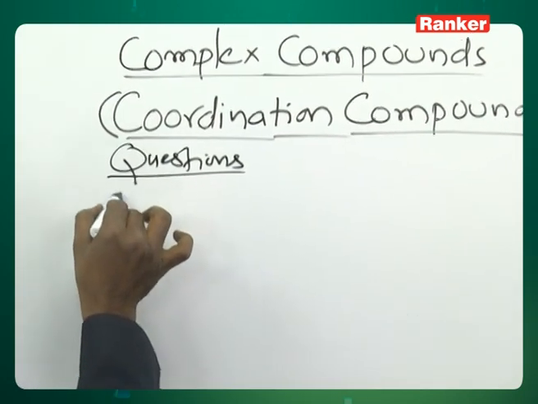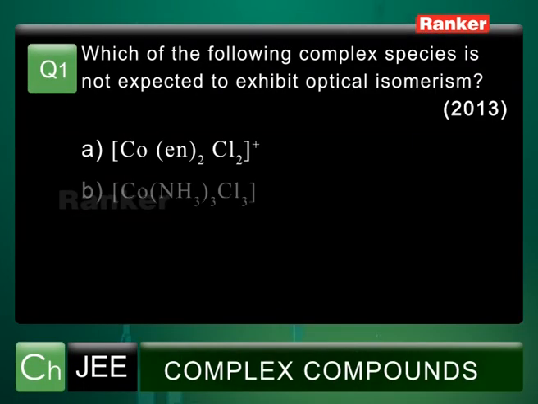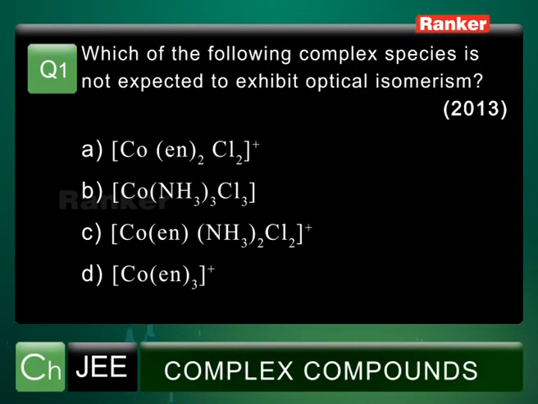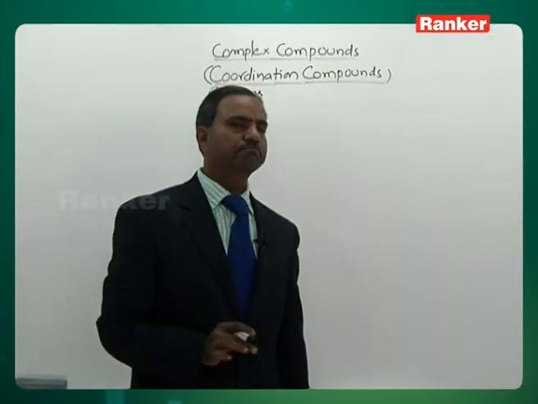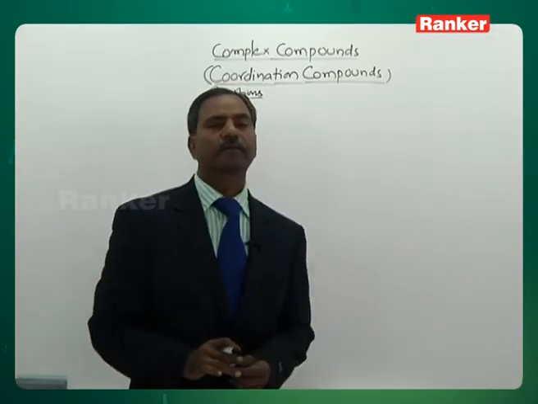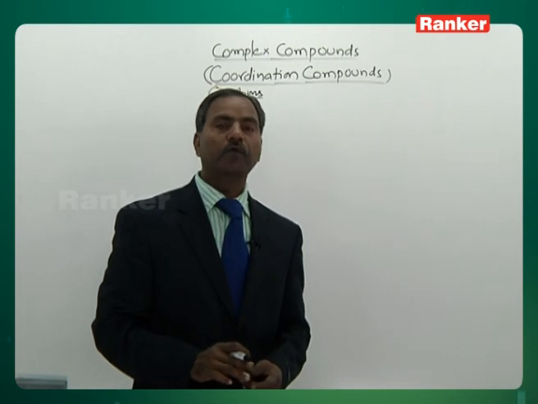Question number 1. Which of the following complex species is not expected to exhibit optical isomerism? See, this is the important question that appeared in the recent 2013 IIT Advanced.